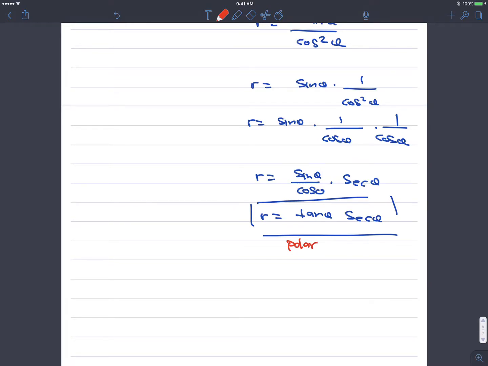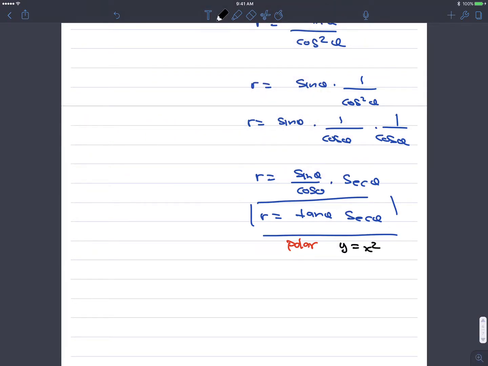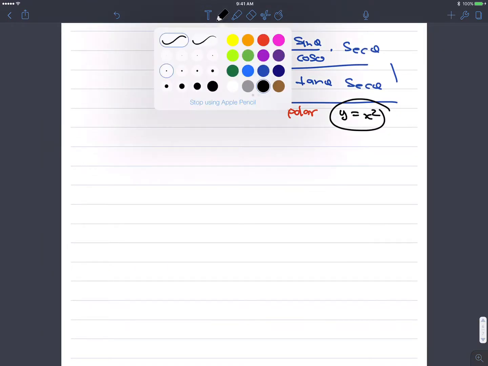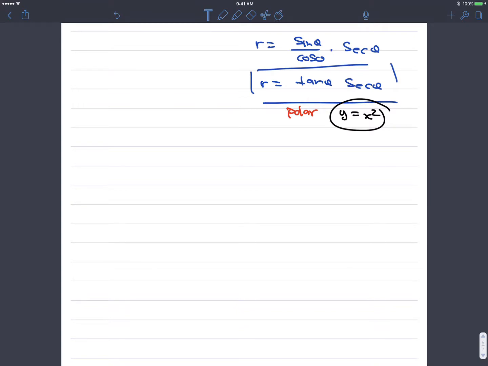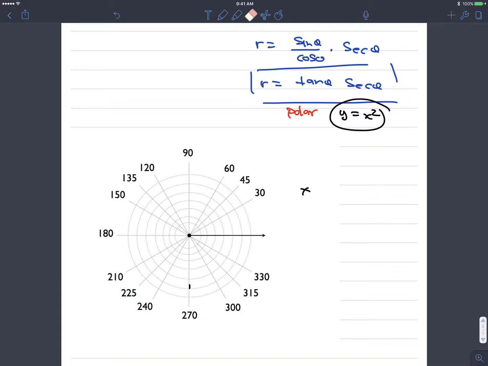So this equation here, r is tangent theta, secant theta, this is our polar equation for y equals what? X squared. This is your parabola. So if you had to graph this, maybe. All right, we had to graph this. Here's my x-axis. Here's the y-axis. You get something that looks like this. And this is in polar. Well, r equals tangent theta, secant theta.